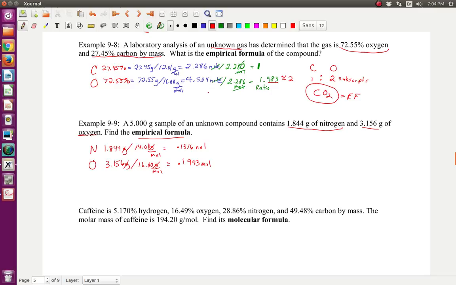Okay, what's the next step? What do we do right here? We found the moles, and then we divide by the smallest one. So divide by the smallest, 0.1316 moles. Remember, we take mass, we turn it into moles, then we divide by the smallest, and that's what I'm doing right there. So this becomes a 1, and this is 1.499.